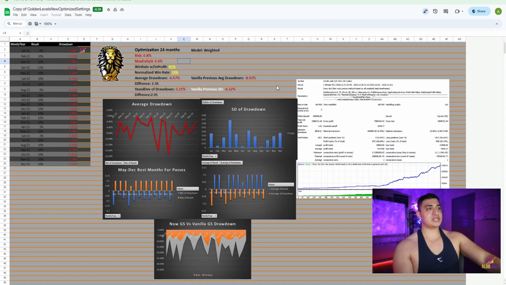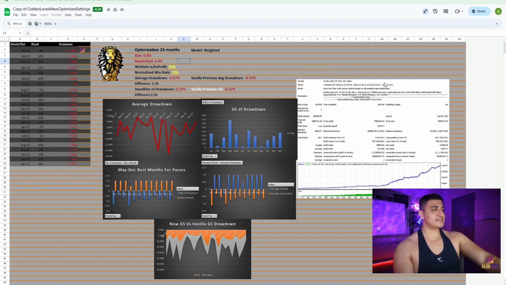And then for the normalized win rate, which just means essentially taking out the in profit and just saying, okay, which specific months is it able to just pass that 10% challenge? It was 79%, which is pretty good. The average drawdown per month was around 6.57%, which is honestly pretty good. And then the average drawdown from the previous version of GoldenLevels that we released previously to the members is around 8.92%.